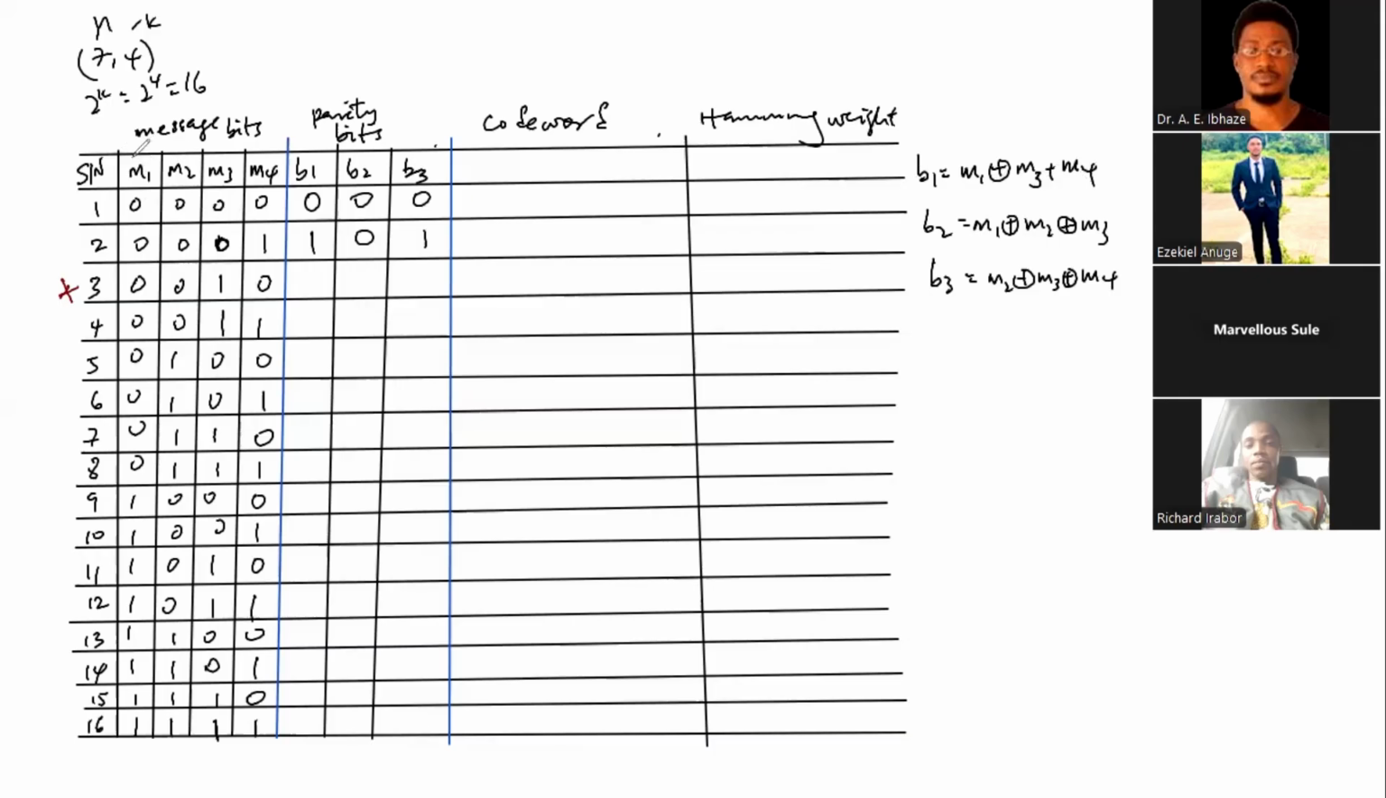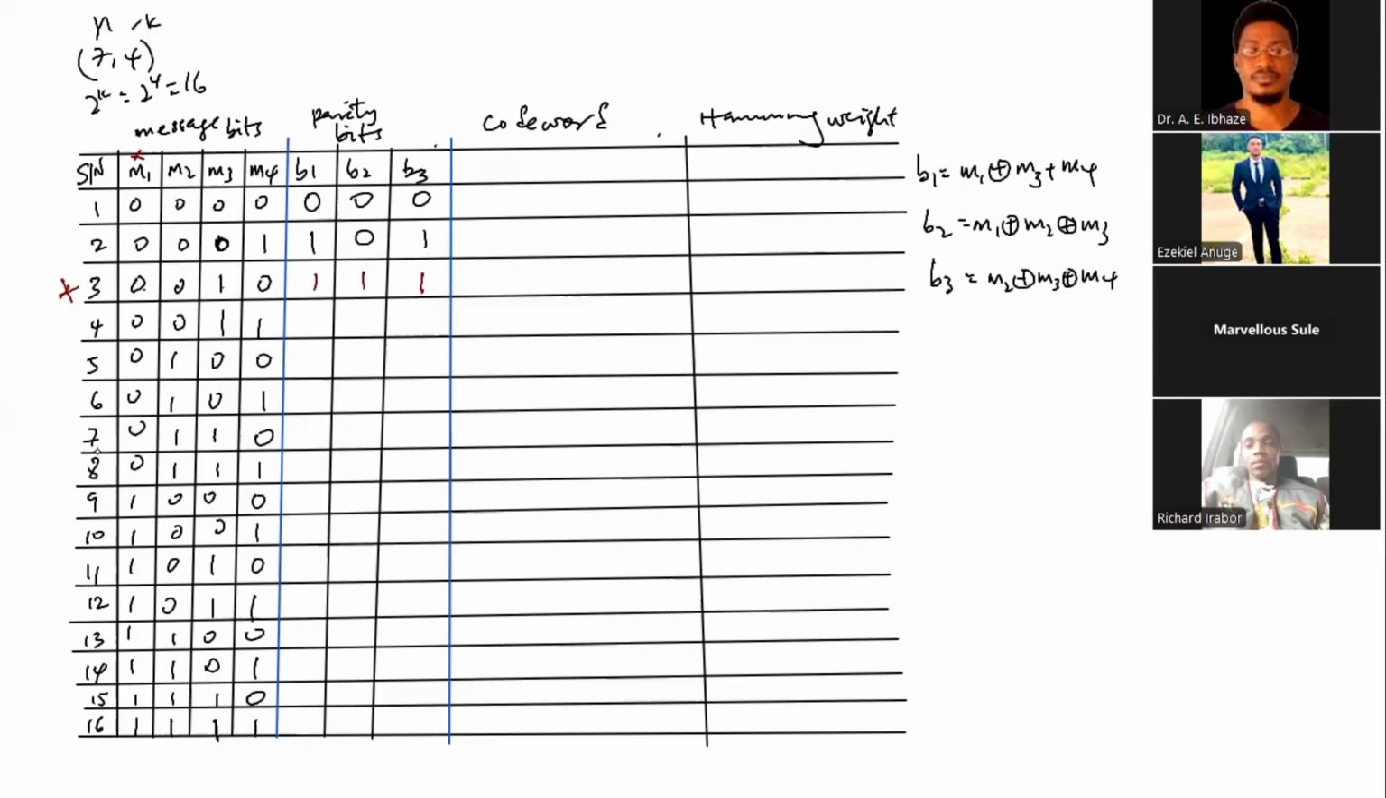This is M1 here. For this it is 0. M3 for this is 1. 0 plus 1 is 1 by modulo 2. Then plus M4, 1 plus 0 is what? 1. And then B2 is by this formula 1, 2, 3. So that will be M1, M2, M3. That's 0 plus 0 is 0 plus 1 is what? 1. Then B3 is M2, M3, M4. M2, M3 is 0 plus 1 is 1 plus M4, 1. So everything is 1, 1, 1. Is it clear?